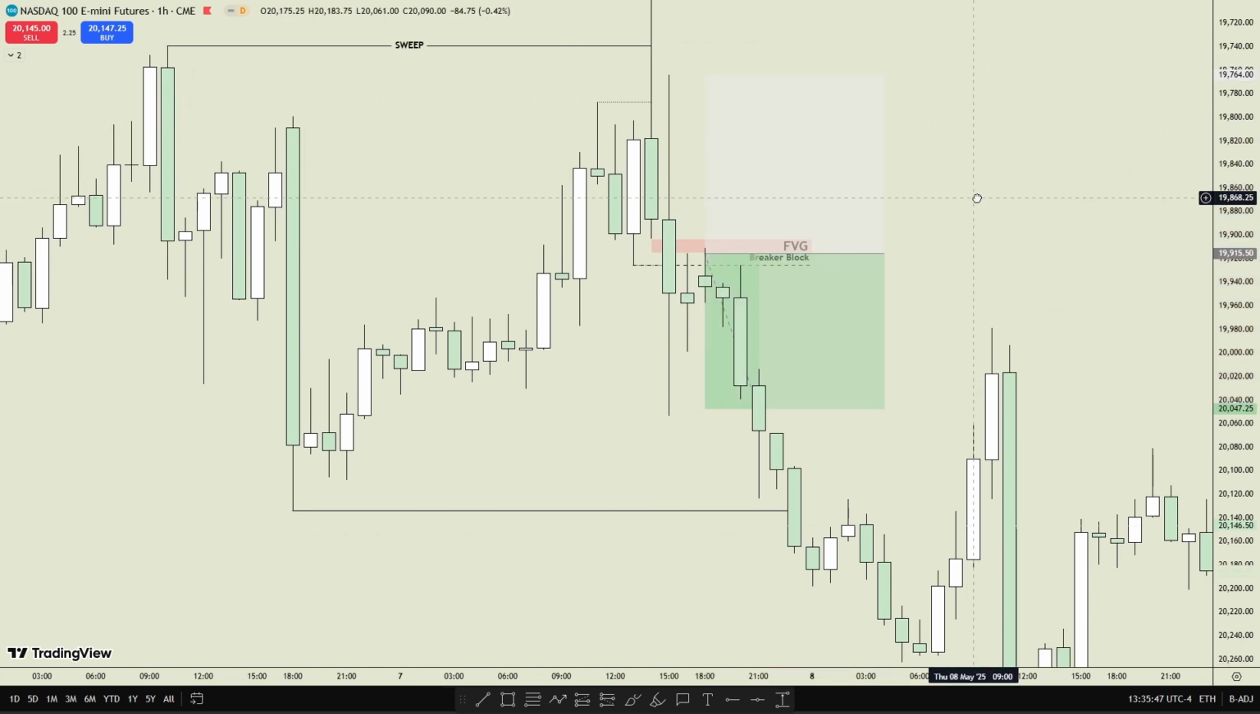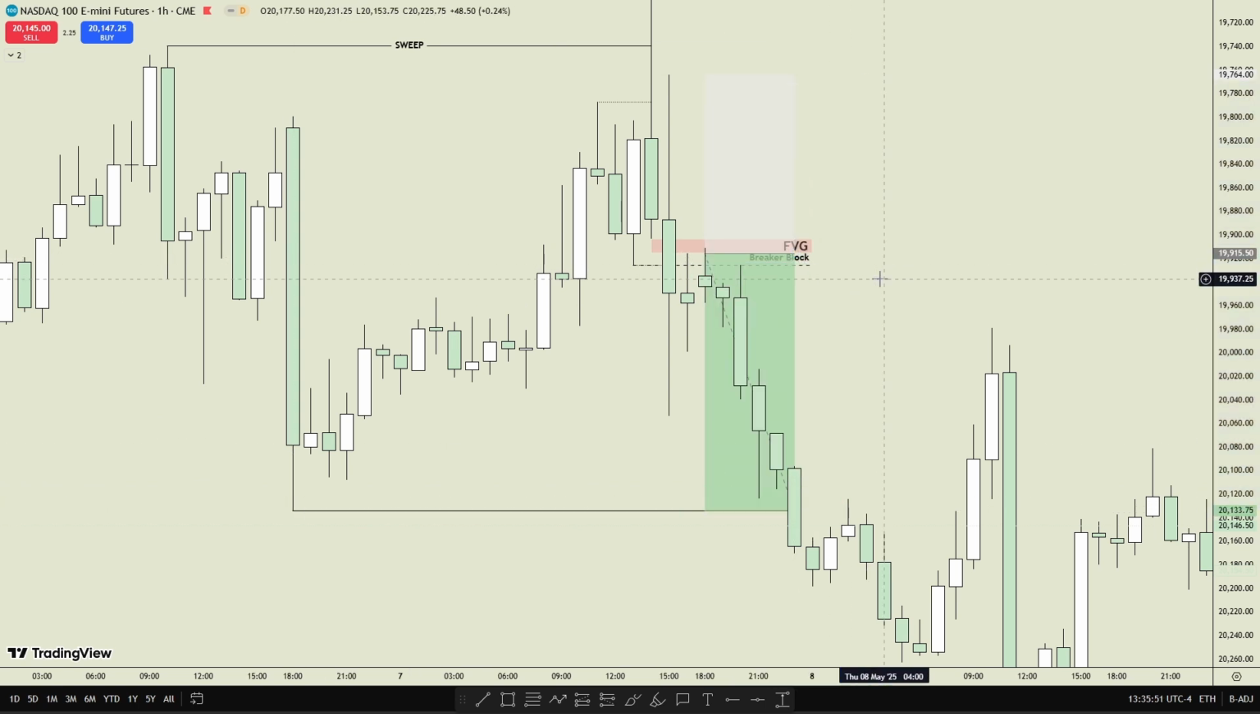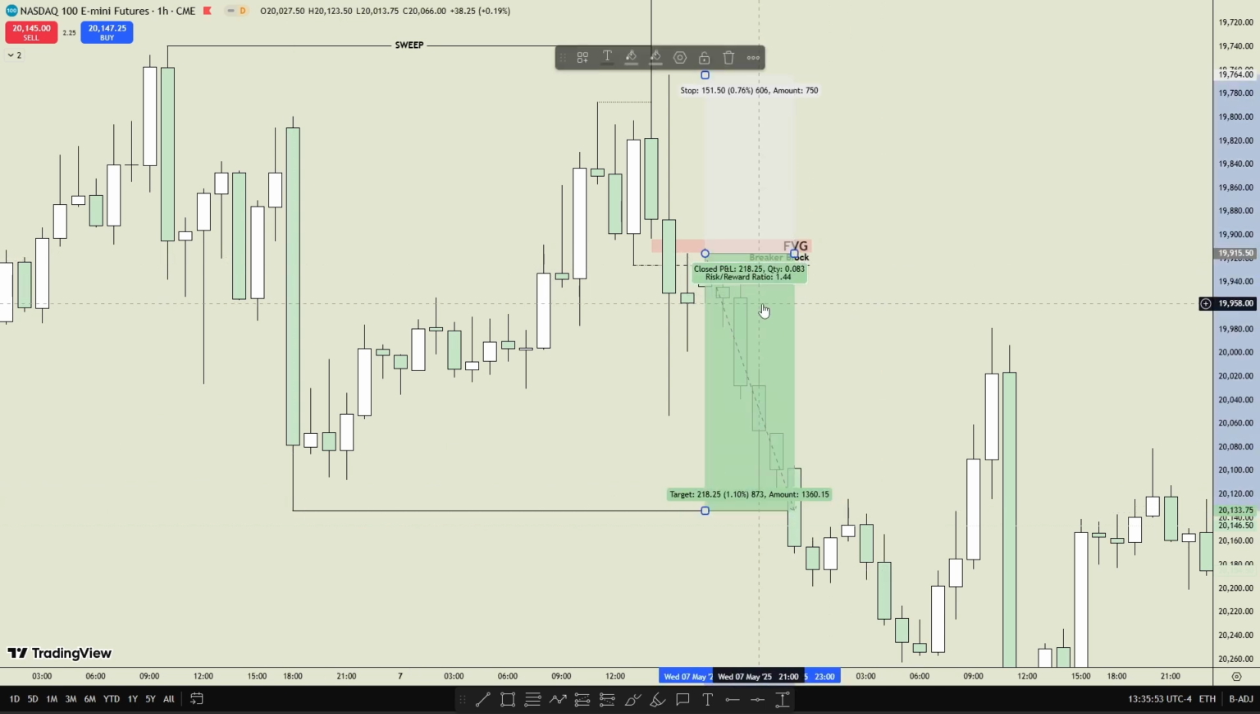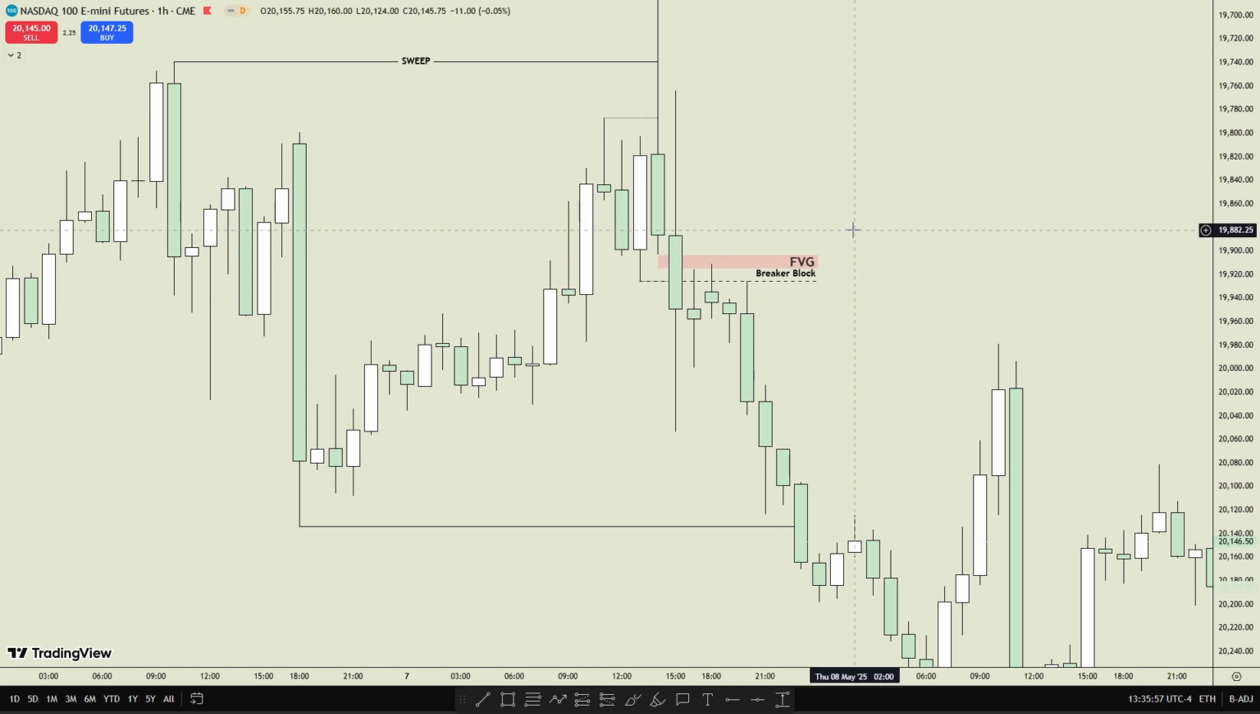Stop loss above the swing high, target in the swing low. This is what you'd be essentially looking for on a lower time frame. However, this is the hourly, so I would be dropping down onto a lower time frame, looking for an entry model, potentially the 5-minute time frame, looking for a break and retest.